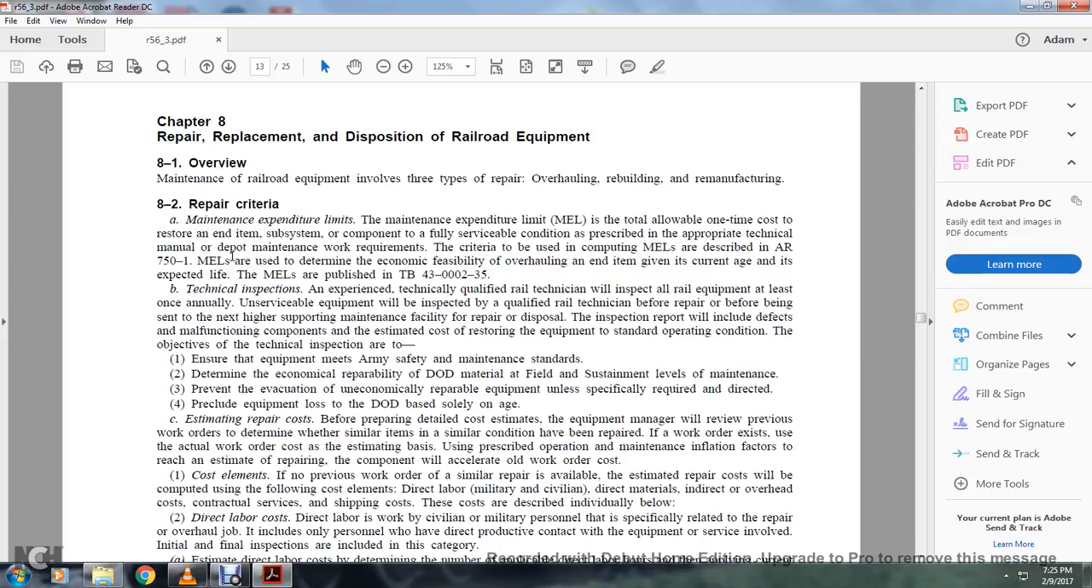The maintenance expenditure limit is used to determine the economic feasibility of overhauling an item, given its current age and expected life. The maintenance expenditure limit is published in Technical Bulletin 43-0002-35. Technical inspections. Experienced, technically qualified railway technicians will inspect the railway equipment at least once annually.